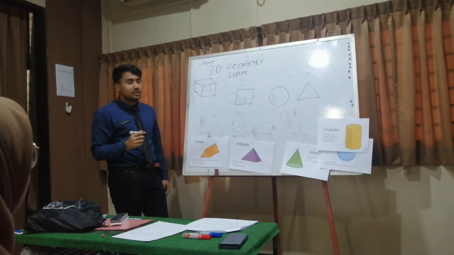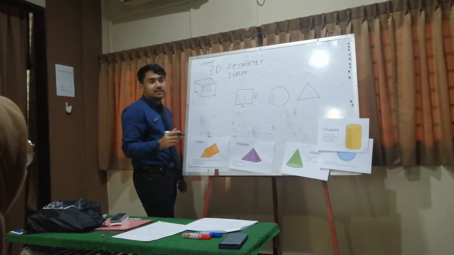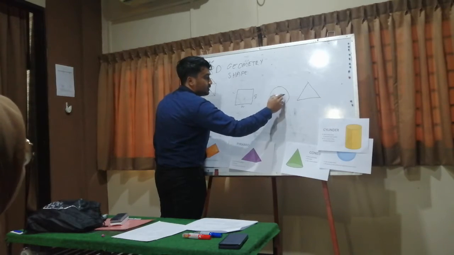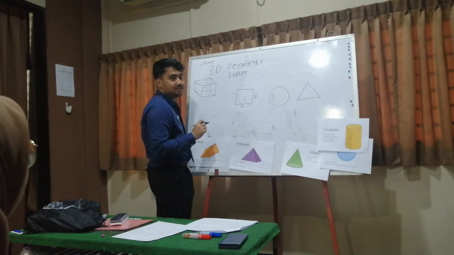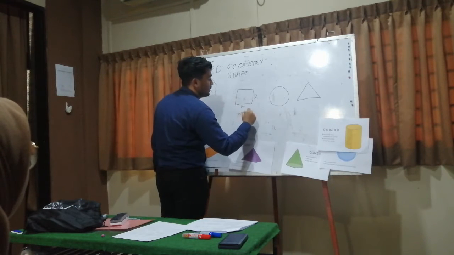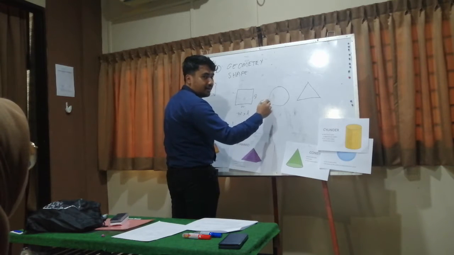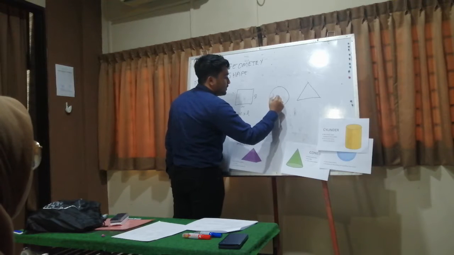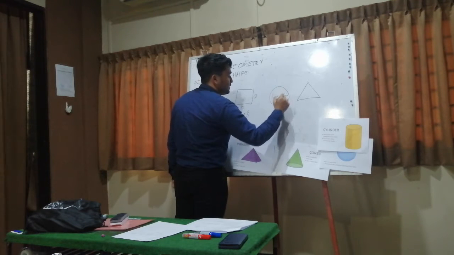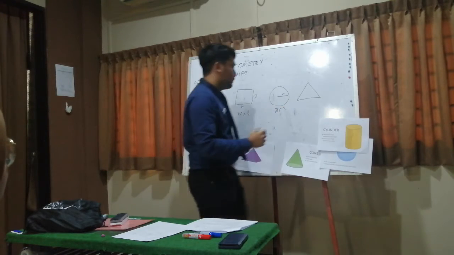Width times length. Okay, good. Width and the length. Okay, Azim, how about the circle? The area of the circle. Pi r square. Which are the r? From the center to the circumference. Good. Pi r square.